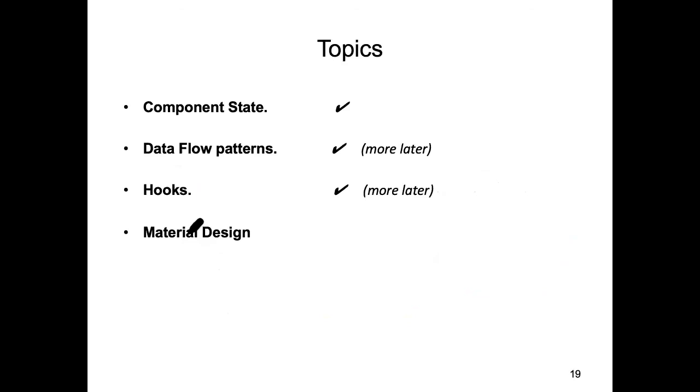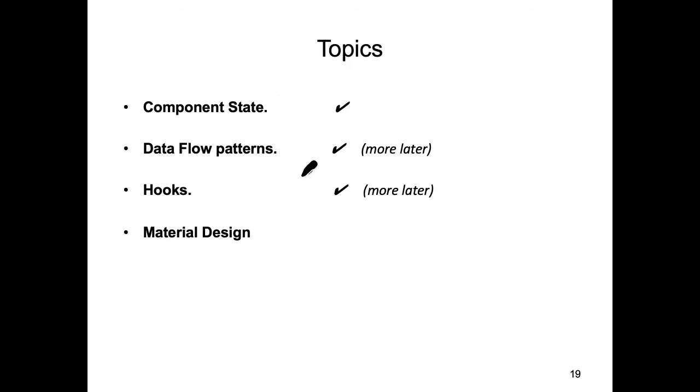So let's take a look at hooks. We'll come back to hooks. We'll come back to data flow. We really have state covered at this stage. The only thing that's going to change is that we may have a number of state variables within a component, although we've seen that our top component has 2 state variables.